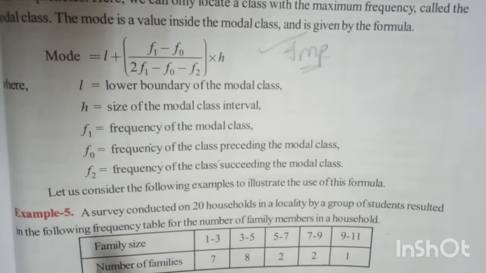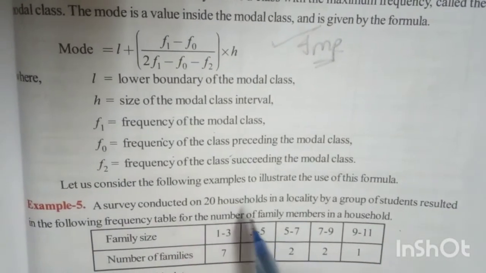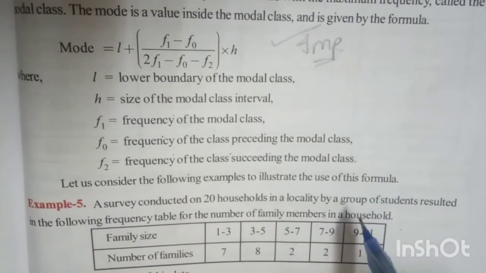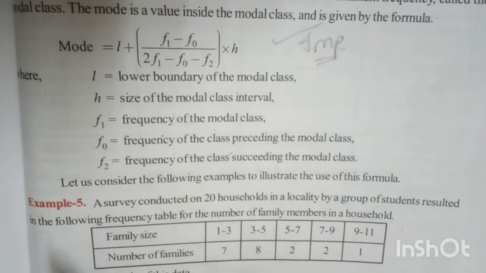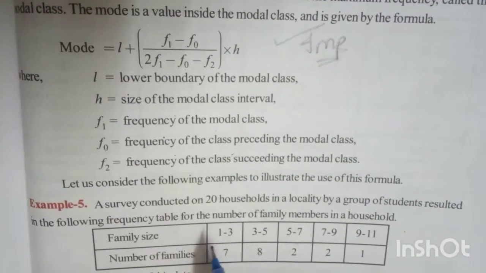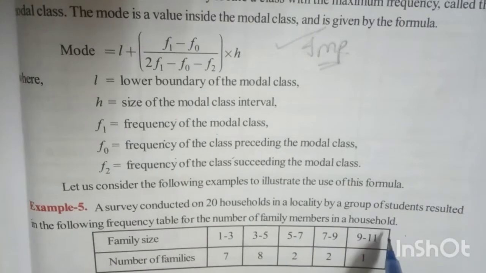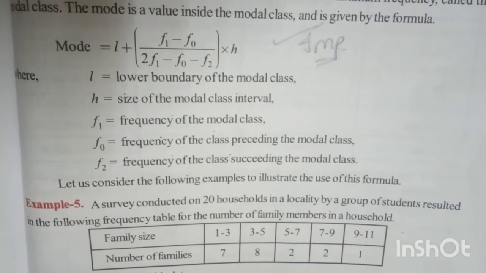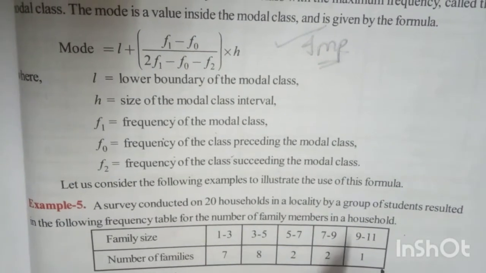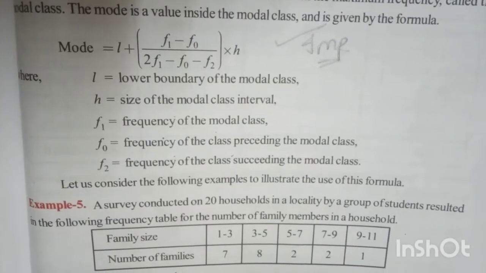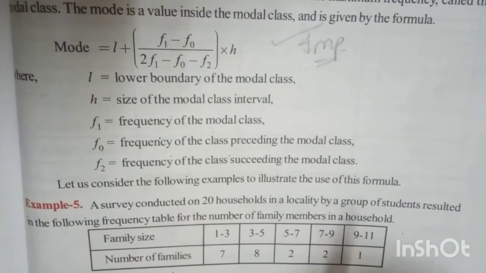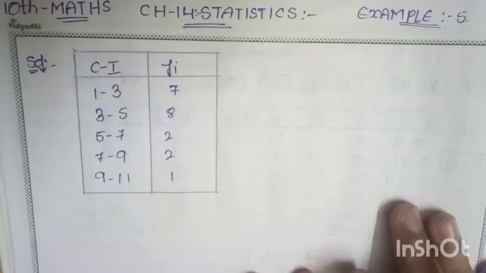So here the question is, a survey conducted on 20 households in a locality by a group of students resulted in the following frequency table for the number of family members in a household. Find the mode of this data. They have given us the class intervals and the frequency. Now let us go and find the mode of this given data.